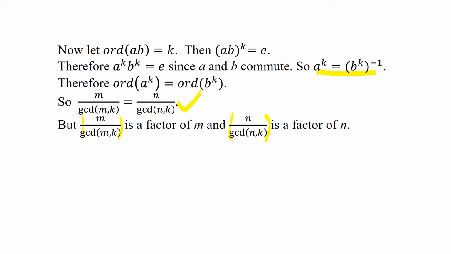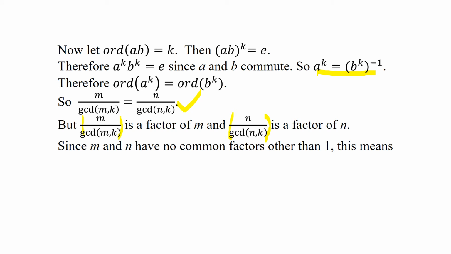So that makes them a common factor. This one integer is a factor of both m and n. It is a common factor of m and n. M and n have no common factors other than 1. That was the fact we were given, that they were relatively prime. And what that means is that these ratios, m over the GCD and n over the GCD, are both 1.